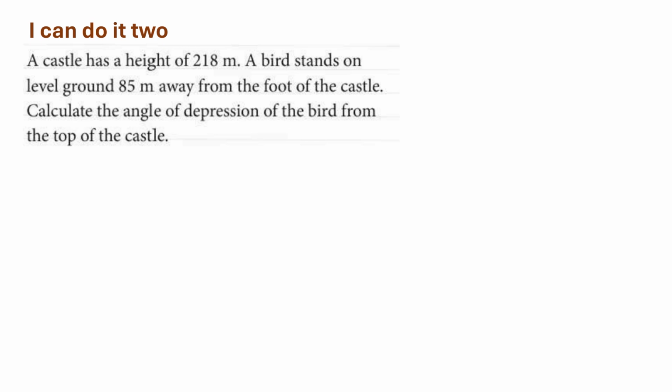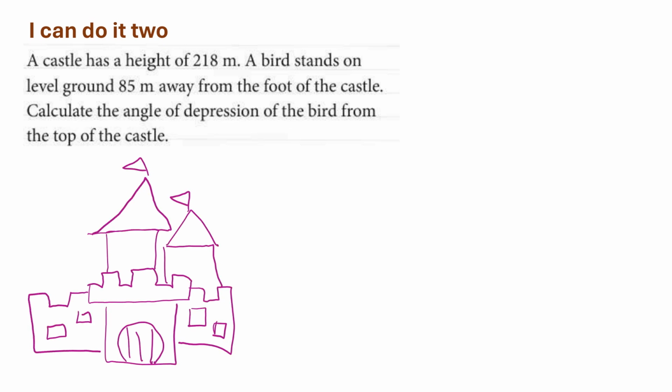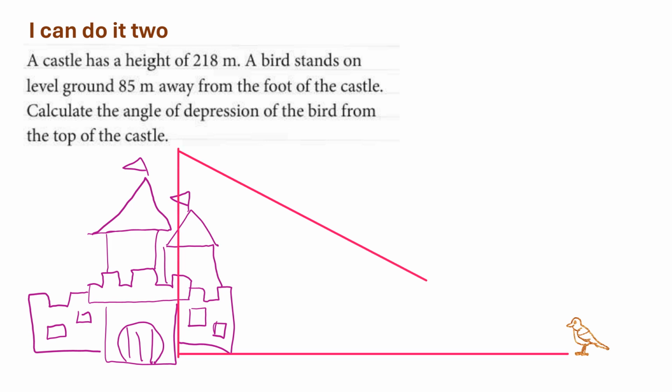Right, let's do another question. In this case here, we need to find the angle of depression. So remember, the angle of depression is the angle made with the horizontal axis when you look down. Okay, so we have a castle, and this castle is 218 meter high, and then a bird stands on the level ground 85 meter away from the foot of the castle. Okay, the same unique looking bird that I've shown in the earlier slide. So we can form a right-angled triangle, right? So where is our 85 meter first.